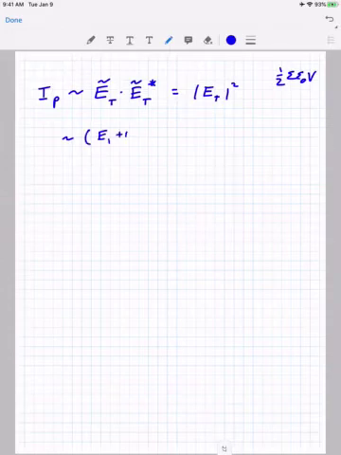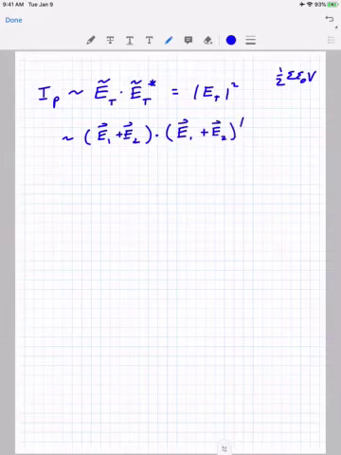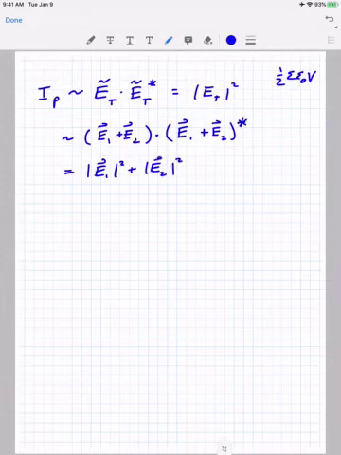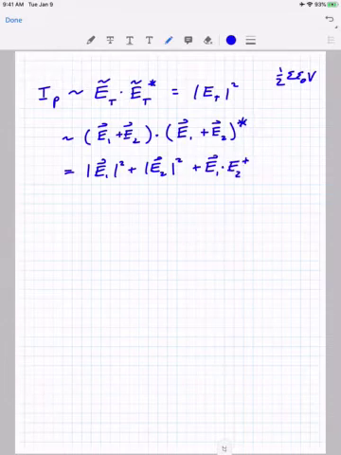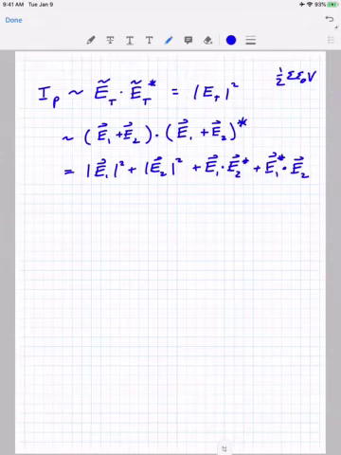Okay, so when we do that, then what I'm going to get is that I_P is comparable to E1 plus E2. I am going to go ahead and make those vectors. So this will be a dot product. It'll be E1 plus E2, and then complex conjugate. And so when I do that, and we've done this before in this course, we know that what we're going to pick up is an E1 squared plus an E2 squared plus an E1 dotted into E2 complex conjugate, and then plus E1 complex conjugate dotted into E2. And these are all actual dot products, all right? So these are dot products here.